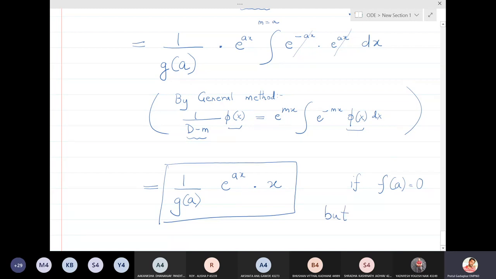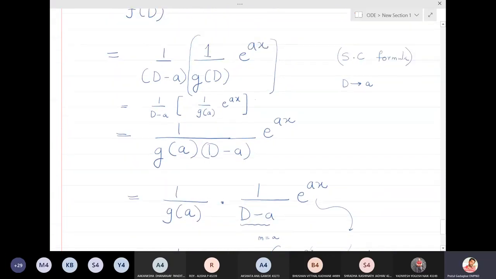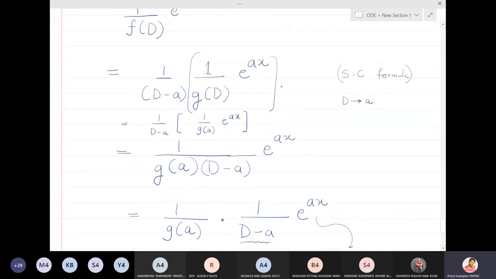What is the thing that I should be careful about? I can use this formula if g of a is not equal to 0. What happens if g of a becomes 0? That will be my next question, okay? So I will assume that g of a is not equal to 0.